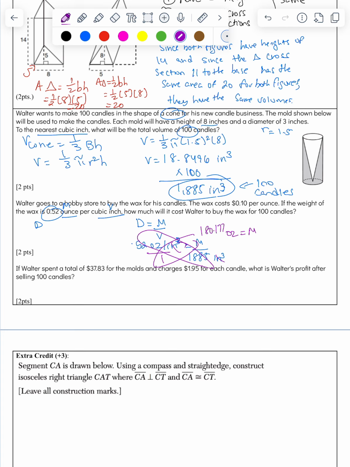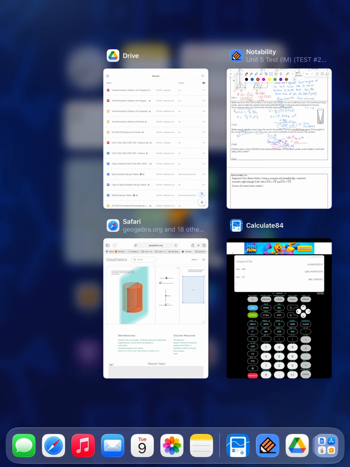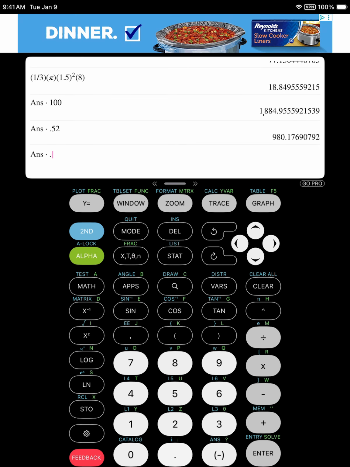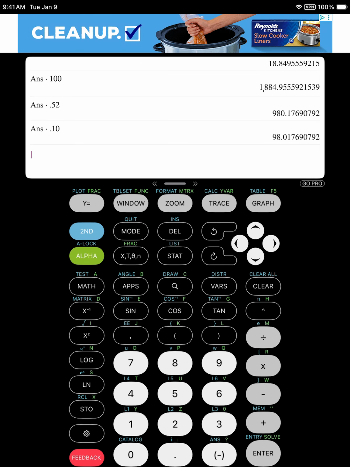So this is the weight of the wax, the mass. And then we see that the wax costs 10 cents per ounce. So I do need to multiply by 10 cents to see how much it's going to cost. And since it is money, we do round to 2 decimal places because you could only have 2 decimal places when you're talking about money. So anytime you're talking about money, it won't explicitly say how to round, but you are making it look like money. So $98.02.